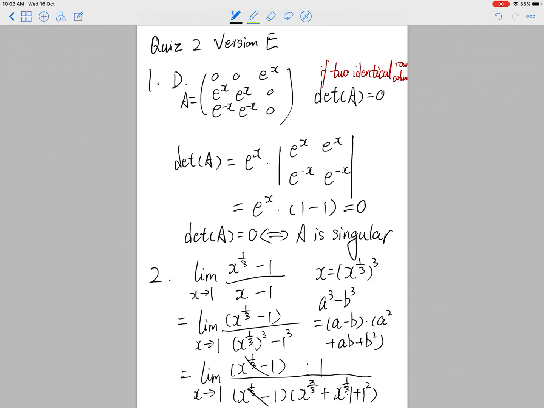Then here you can sub in, right? So this part is 1, this part is 1. So the final answer is 1 over 3. Okay. Part C.